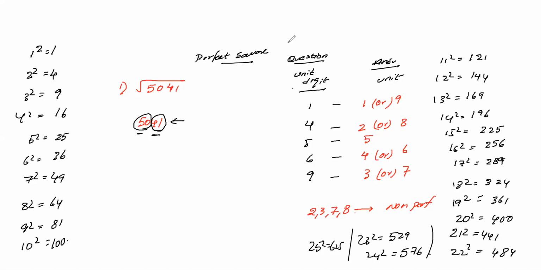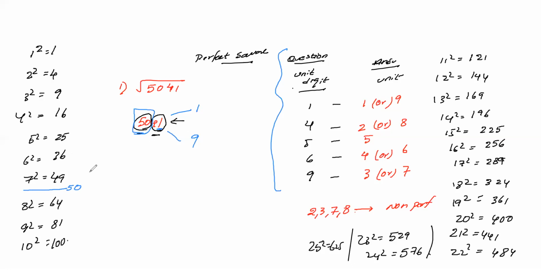If you see that in this question the unit digit is 1, then from the tabular column the answer may be either 1 or 9. Remember, the answer may be either 1 or 9. That is the first part. After that, there is one more set, 50. Now I'll check it. 50 is in between your 49 and 64. Remember, 50 is in between 49 and 64.